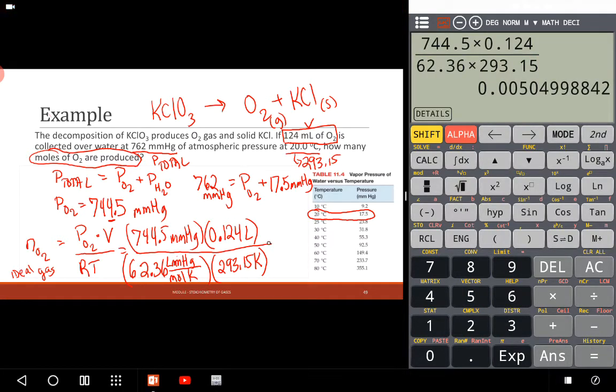And so my moles of oxygen is a really tiny number, 0.0050499. How many 6s do I need? That had 3. That's going to have 3 by the time I expand that. And so that is 5.05 times 10 to the minus 3 moles.